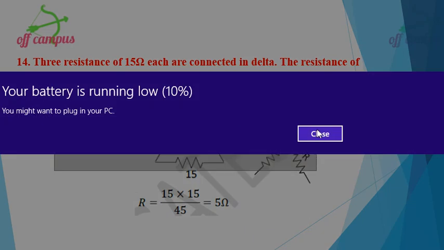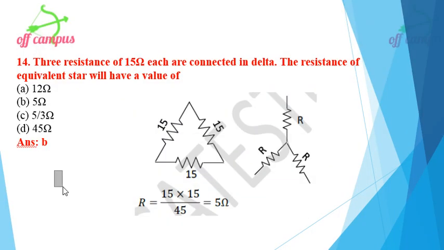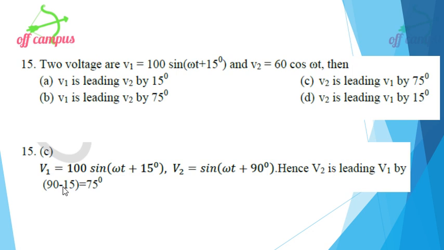Then next one. Two voltages, V1 equal to 100 sin(omega t plus 15 degrees) and V2 equal to 60 cos(omega t). Then four different options are given. We need to find which one is leading or lagging, whether V1 is leading or V2 is lagging, and leading by how many degrees.